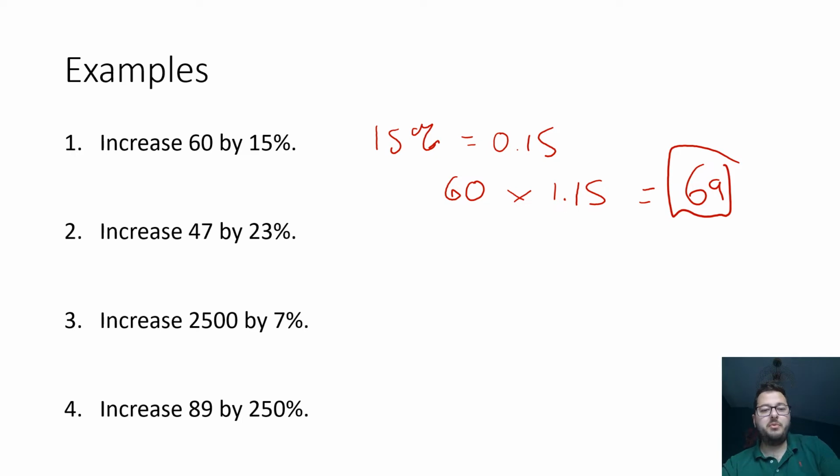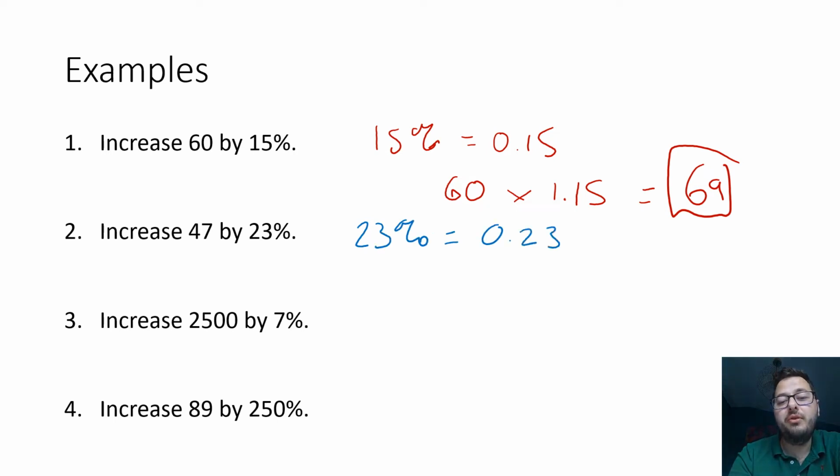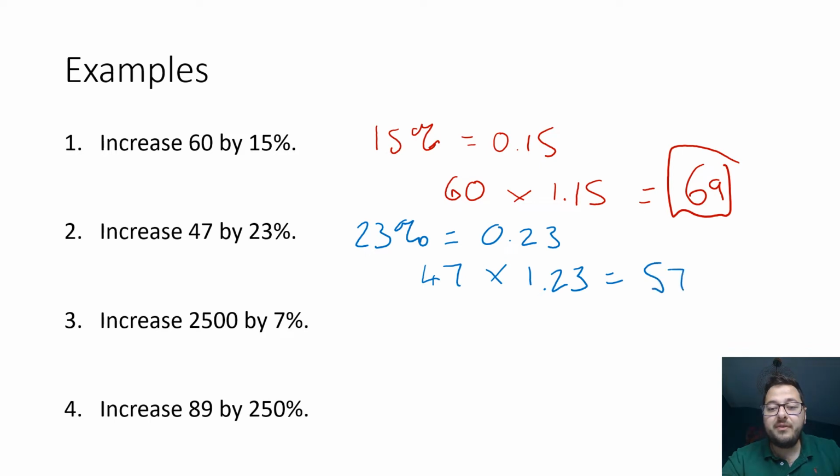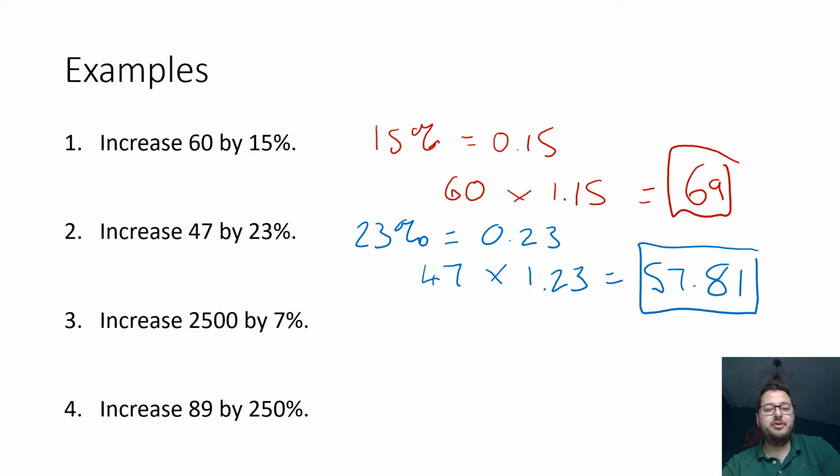Okay, number 2, we want to increase 47 by 23%. So 23% as a multiplier is 0.23. So we want to do 47 times 1.23. So 47 times 1.23 gives us 57.81.